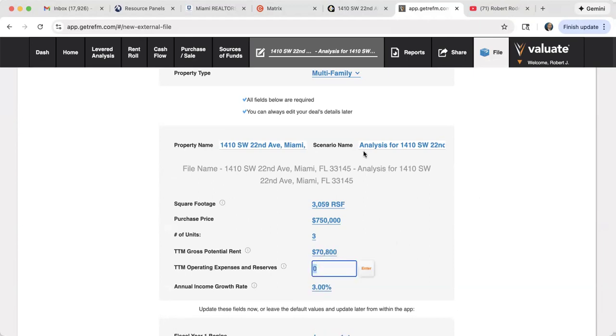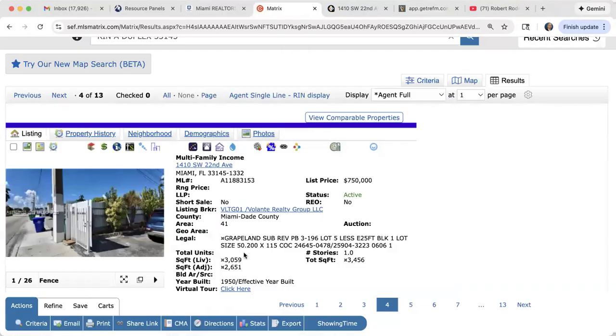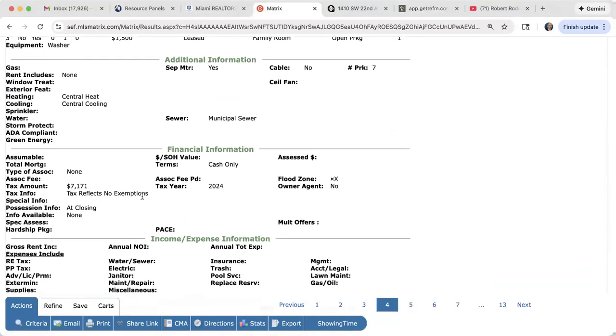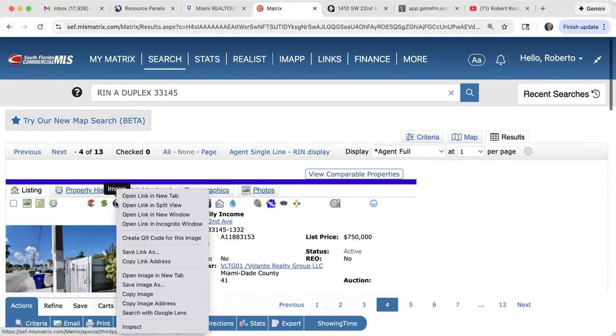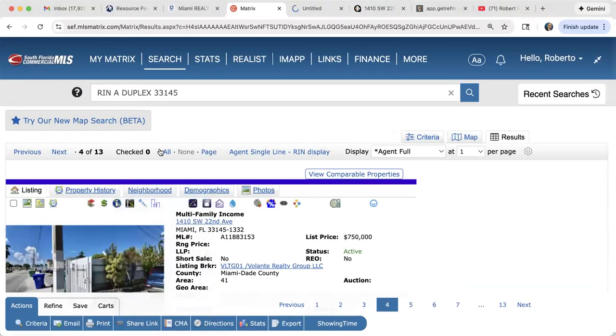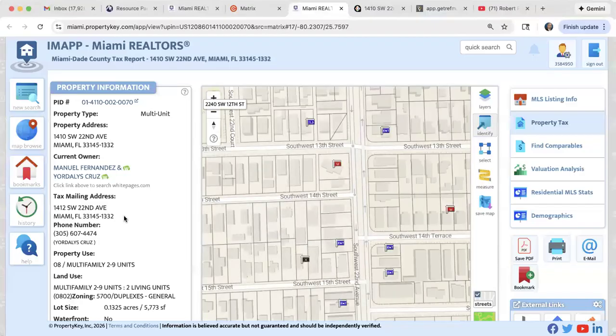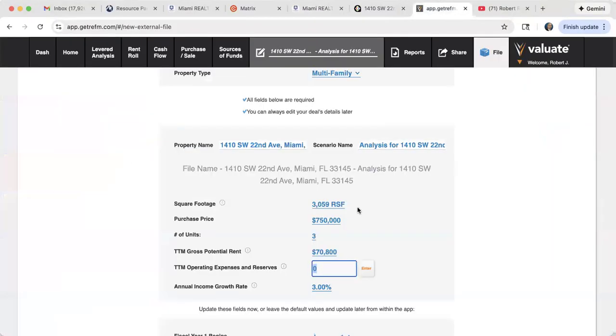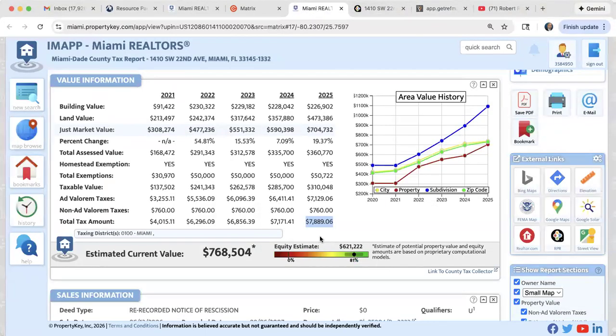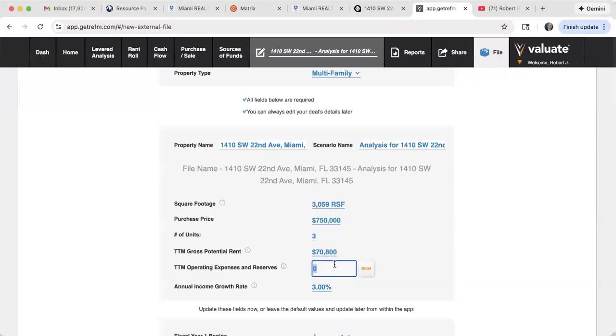Operating expenses begin with taxes. So last year's taxes, well, it says 2024. So let's check with 2025. Let's open up IMAP real quick here. All right, so IMAP says last year's taxes was almost $9,000, right? So let's begin with not 9,000, 8,000. Sorry. Yeah, 7,800. So $8,000.